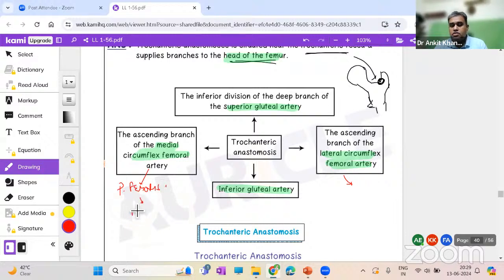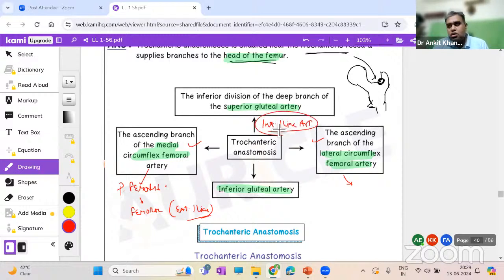Which was a branch of what? Which was a branch of the femoral artery, remember? And this femoral artery was a continuation of which artery? The femoral artery was a continuation of the external iliac artery. So you have these two branches coming from the external iliac artery. Now, the superior and inferior gluteal arteries, they will be branches of which artery? They will basically be branches of the internal iliac artery.